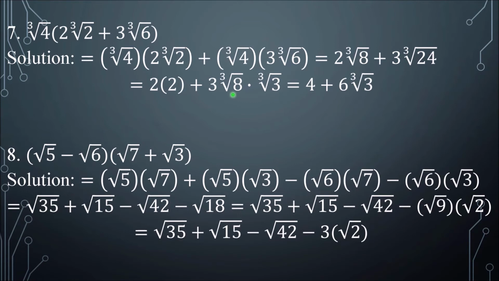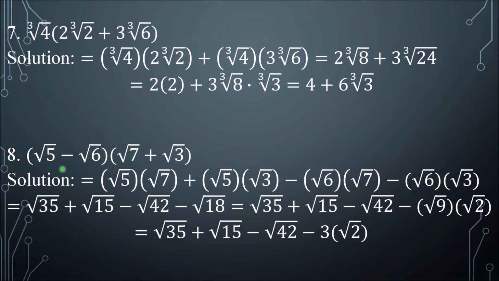Cube root of 8 is 2, so 2 times 3 is 6. And then plug in cube root of 3. So final answer is 4 plus 6 cube root of 3. So we cannot combine this with this, because they are not like terms.